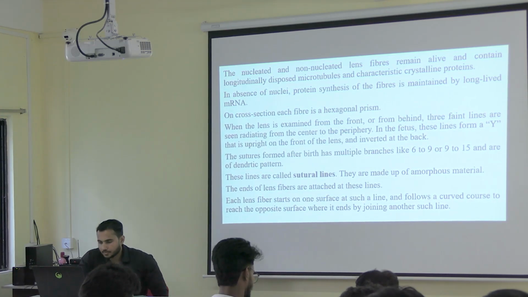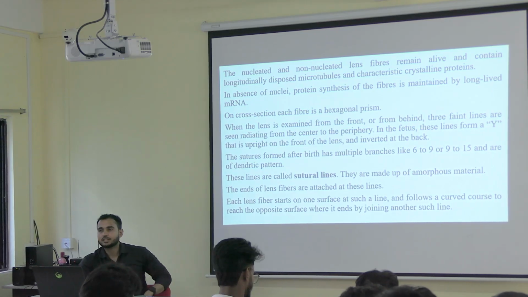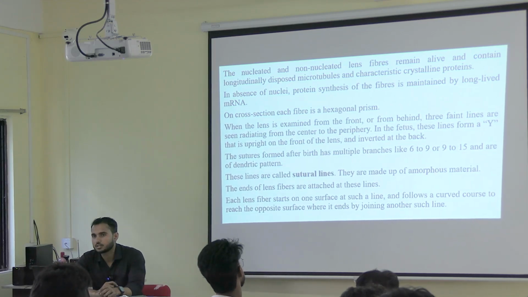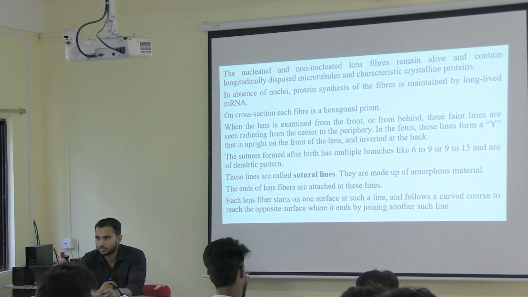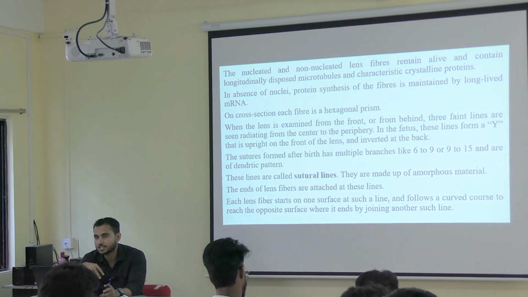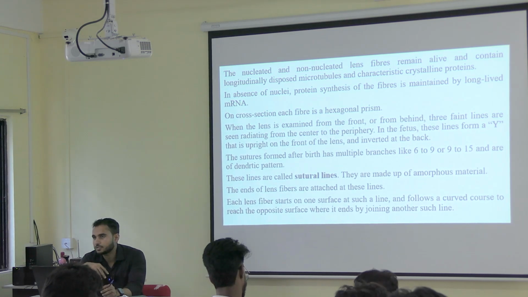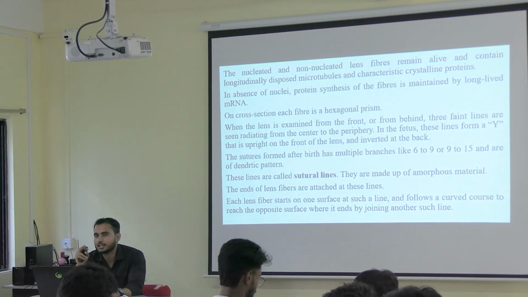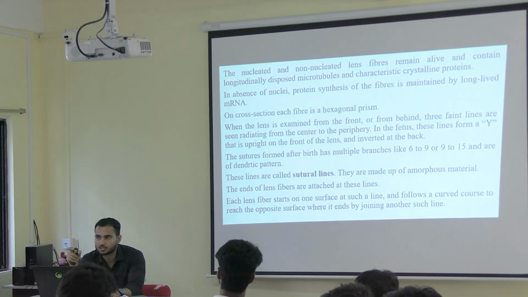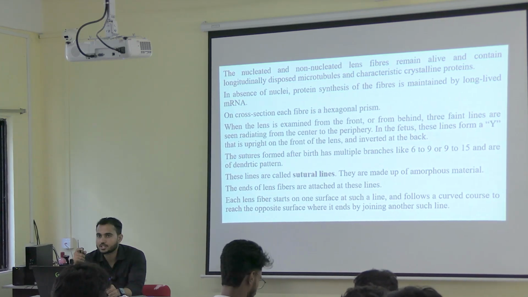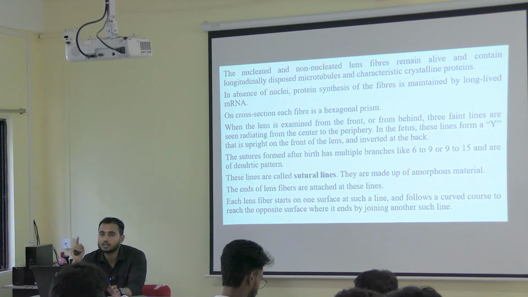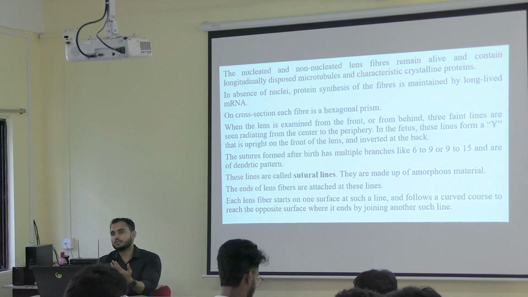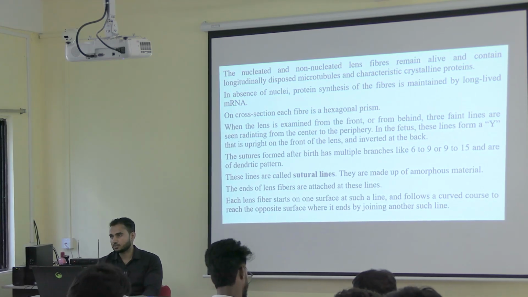Next, there are some important sutural lines in the lens. You have to know about the sutural lines. So what are these sutural lines? If you see the lens from the anterior aspect, or from the posterior aspect, you can see three faint lines, and those three faint lines join to form a Y-shaped structure. This Y-shaped structure is seen in the fetal lens. This Y-shaped structure is inverted when you see the lens from the posterior aspect.